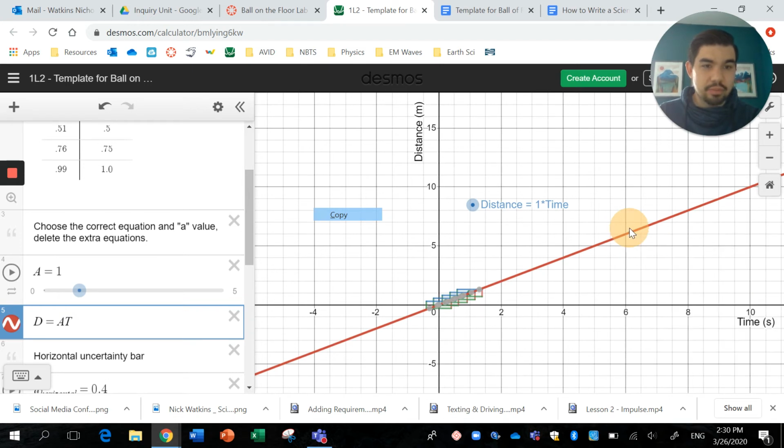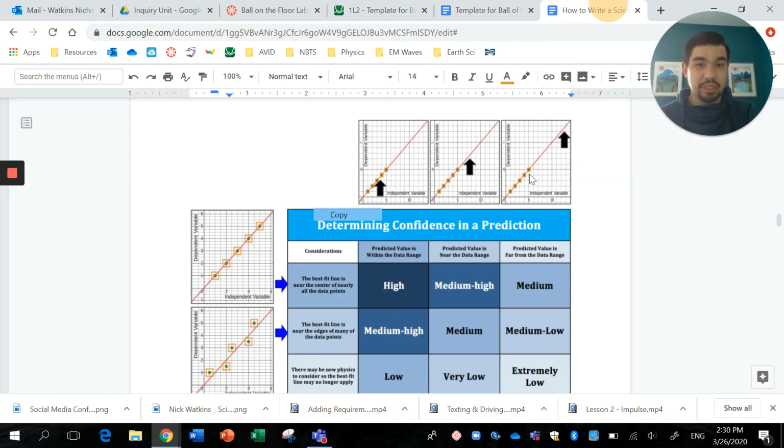Now again, is this point close? Is it within our data set? Is it slightly outside or is it way outside? If we're looking at it like this, I would probably say that's way outside. So our predicted value is far from our data range. So my confidence in my prediction is probably going to be either medium, medium low, or extremely low.